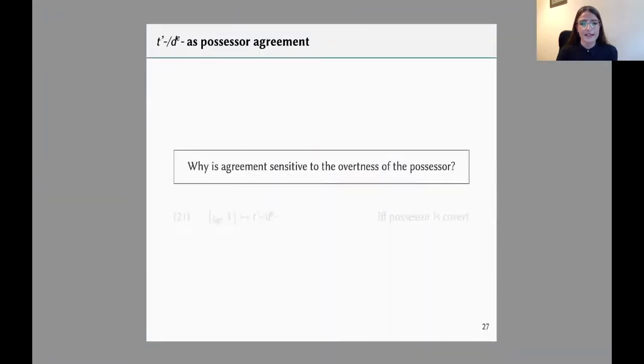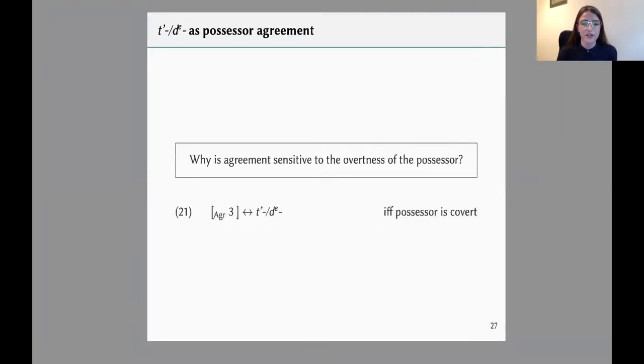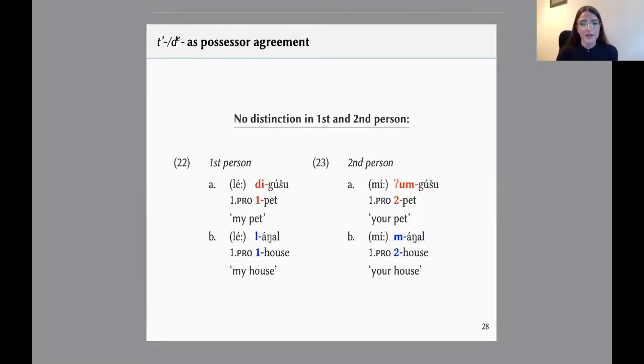Now, why is agreement sensitive to the overtness of the possessor? What we have is essentially the generalization in 21, where agar is spelled out as this special prefix if and only if the possessor is covert. And this is especially striking because there's no distinction like this in the first and second person. So 22 and 23 just show with first and second that the form of the agreement doesn't depend on whether or not the possessor is overt or not.